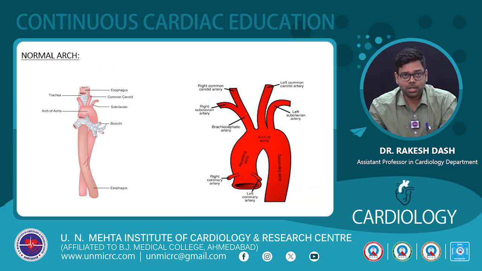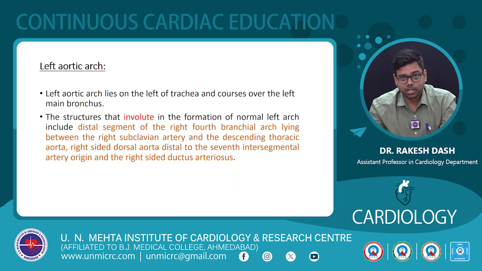So, this is a normal left sided aortic arch. First is the ascending aorta, and then followed by the arch of aorta, then the descending aorta. This arch of aorta goes anterior and to the left of the esophagus and trachea and descends down on the left side of the vertebral canal.